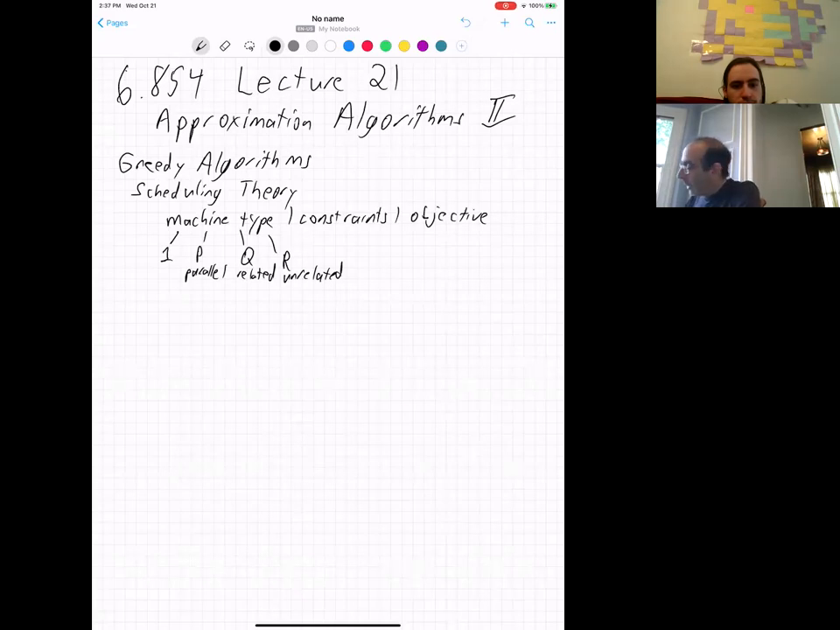We're going to be encountering various constraints later on. These include things like release dates or deadlines. And then there's the objective function. Two that we'll be looking at are Cmax, which is the max completion time. We'll also be looking at the sum of the Cj's, which is the average completion time.